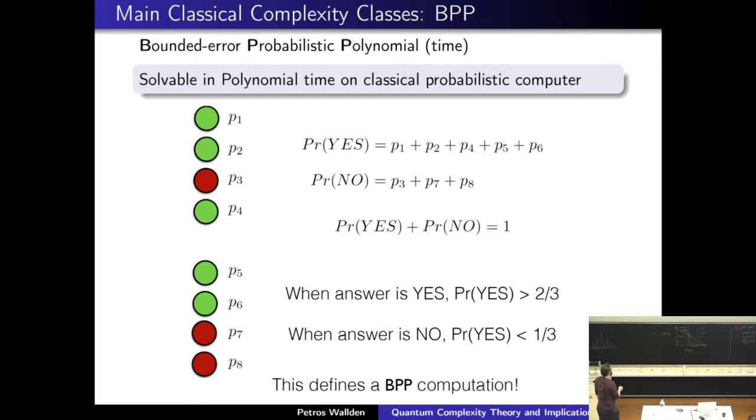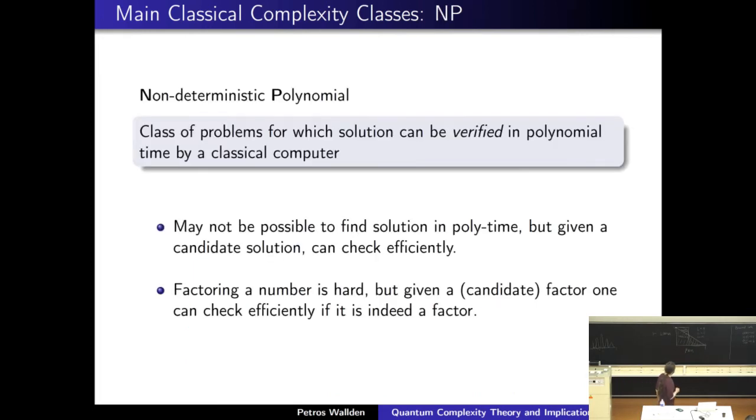Is this clear? Okay. So that's what BPP is. For now, I'm just defining the classes. I'm not saying anything about the relation of the classes. The next class is NP, the non-deterministic polynomial. So this is the class of problems for which a solution can be verified in polynomial time by a classical computer.